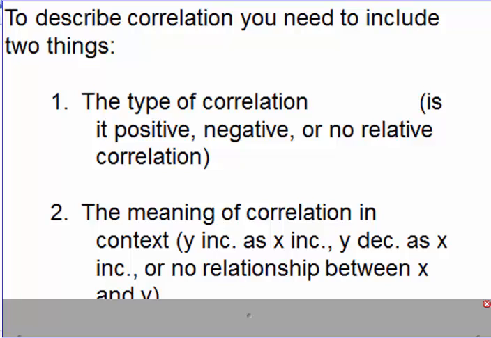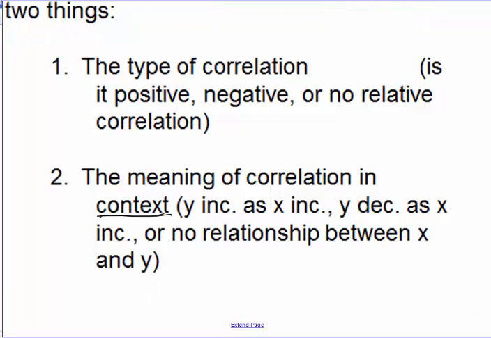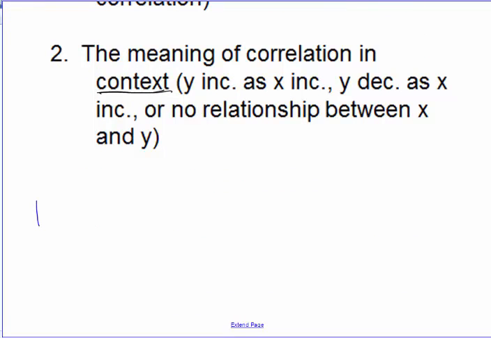Now, you're not going to use these phrases exactly as you see them, because it says in context. So in context, you need to include what the x and the y represent. So remember the height and arm span example from our activity. The way I would write it in context, well, let me do both parts. So it would be positive correlation.